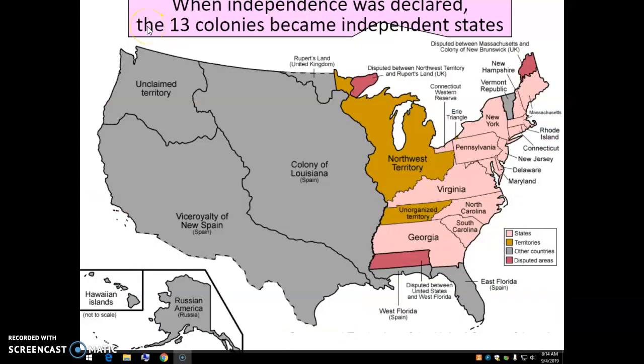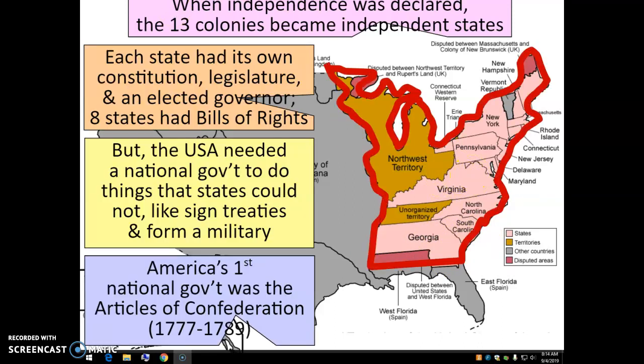When independence is declared, instead of 13 colonies, you have 13 independent states. You can see here the boundaries and how they basically declared themselves all the way out to the Mississippi River. So they've gone past the Appalachian Mountains, and a lot of these claims have been extended. Each of these states has a series of things they have to create. They all create a legislature. They all create a governor to be the executive branch leader within their own states. And most of them have a Bill of Rights guaranteed.